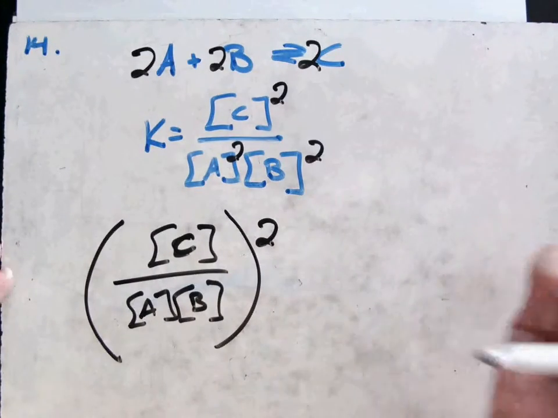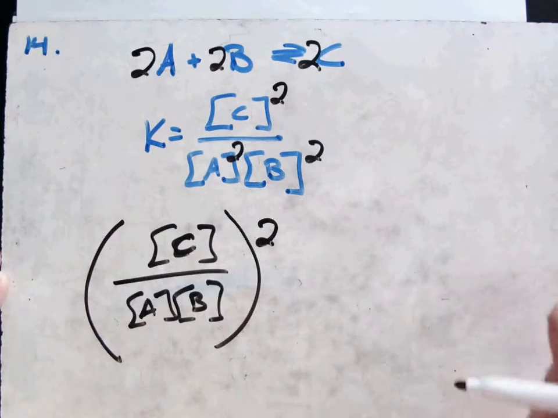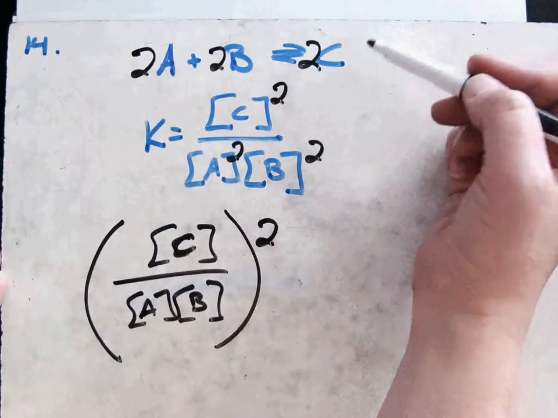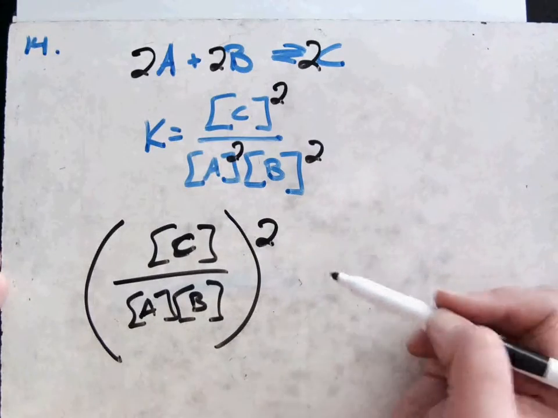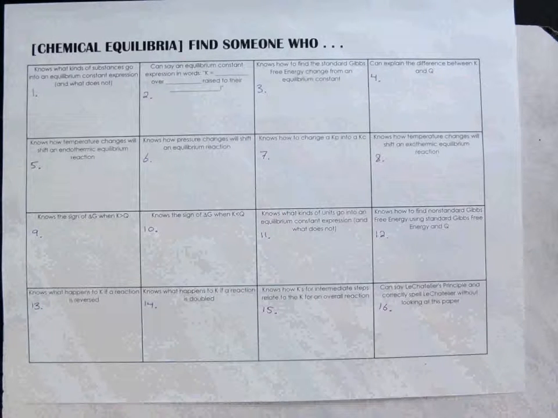You can do that with any relationship. If you triple your reaction, your K will be cubed. If you cut your reaction in half, your K will be square rooted. Whatever happens to the coefficients happens in the exponent of K.